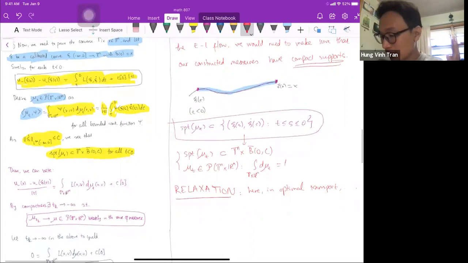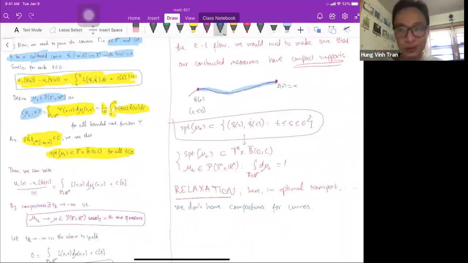So again, I would say that we don't have compactness for curves. I mean, you can question me, what do I mean here? I'm just saying curves going to minus infinity, but we have compactness for measures.